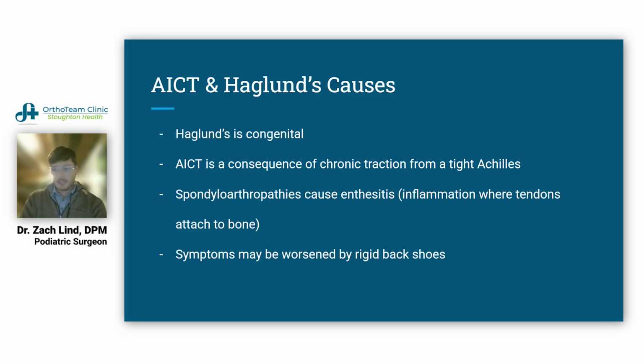So Haglund's is congenital. It's just how your body happened to develop that bone. Some people have a larger bump than others. Some, it tends to be more pointed than round. This Achilles insertional calcific tendinopathy is basically a consequence of just a chronic traction or a tight Achilles tendon.